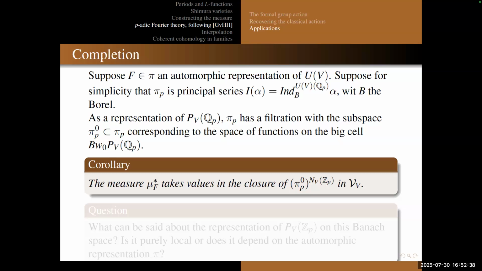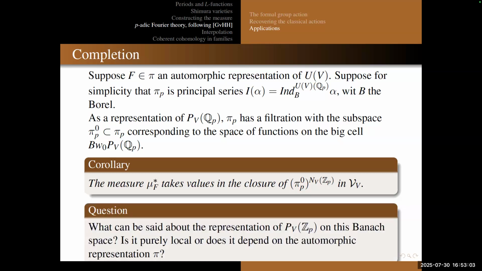And the corollary is that the measure takes values in the closure of this space of classical modular forms, in the space of p-adic modular forms. So in particular, the image of the differential operator is actually contained in a particular closure, a Banach space closure, in the space of p-adic modular forms.